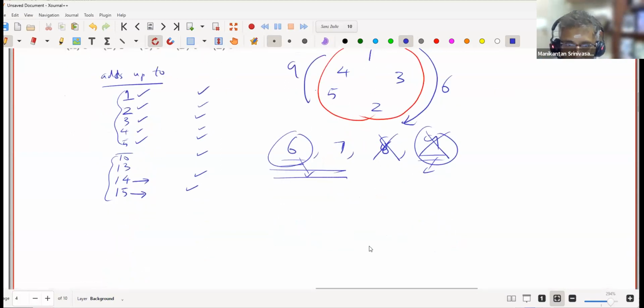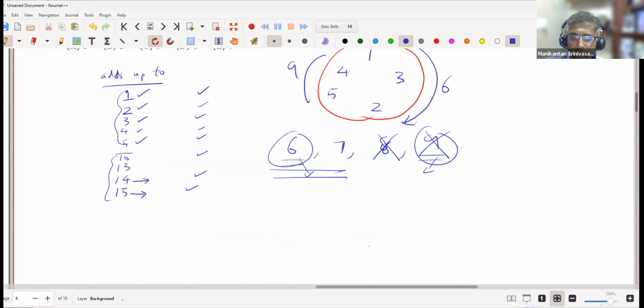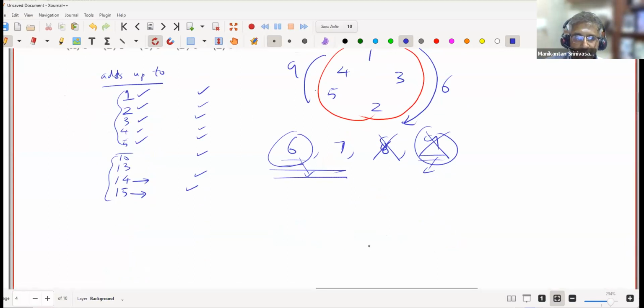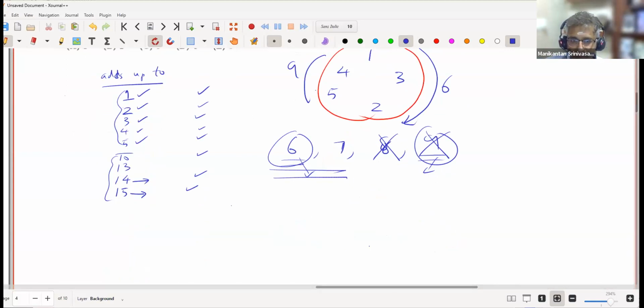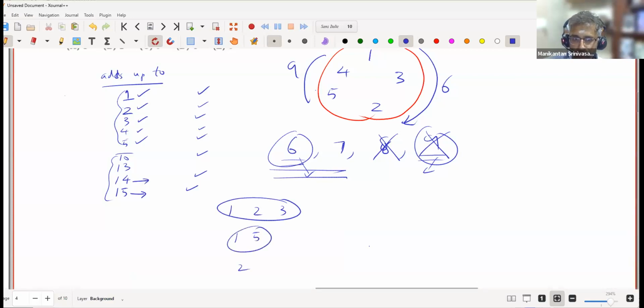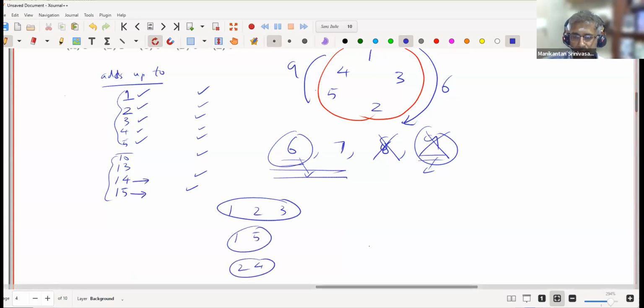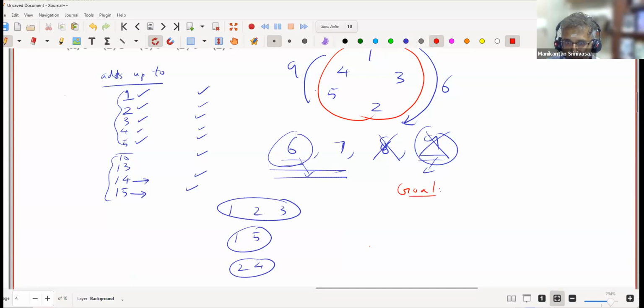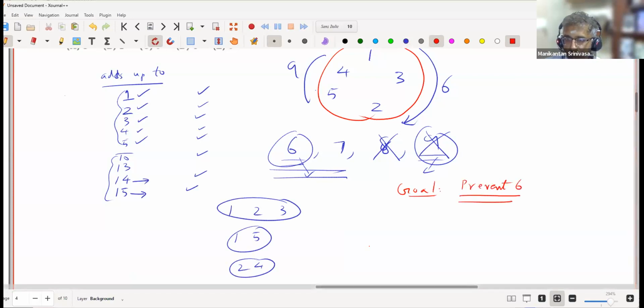Now, I want a bad arrangement. What is a bad arrangement that will prevent me from generating 6? So 6 can be a combination of 1, 2, and 3 collection together, or it can be a 1 and 5 collection together, or it can be a 2 and 4 collection together, right? So I must prevent this. Let's say my goal is to prevent 6 from happening.